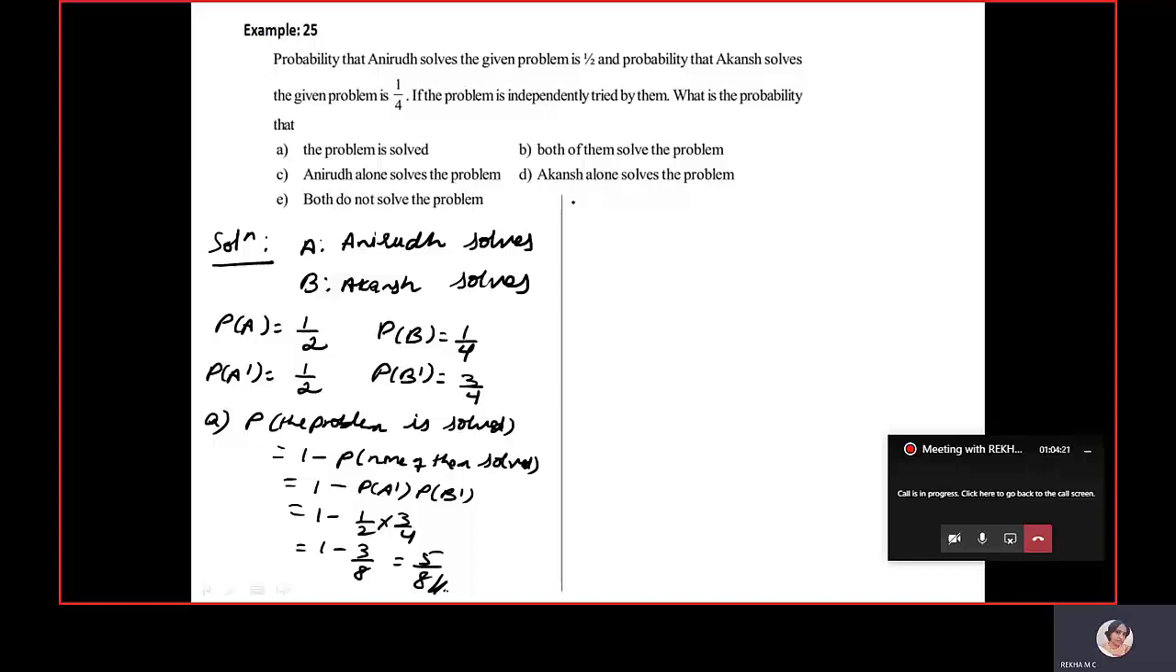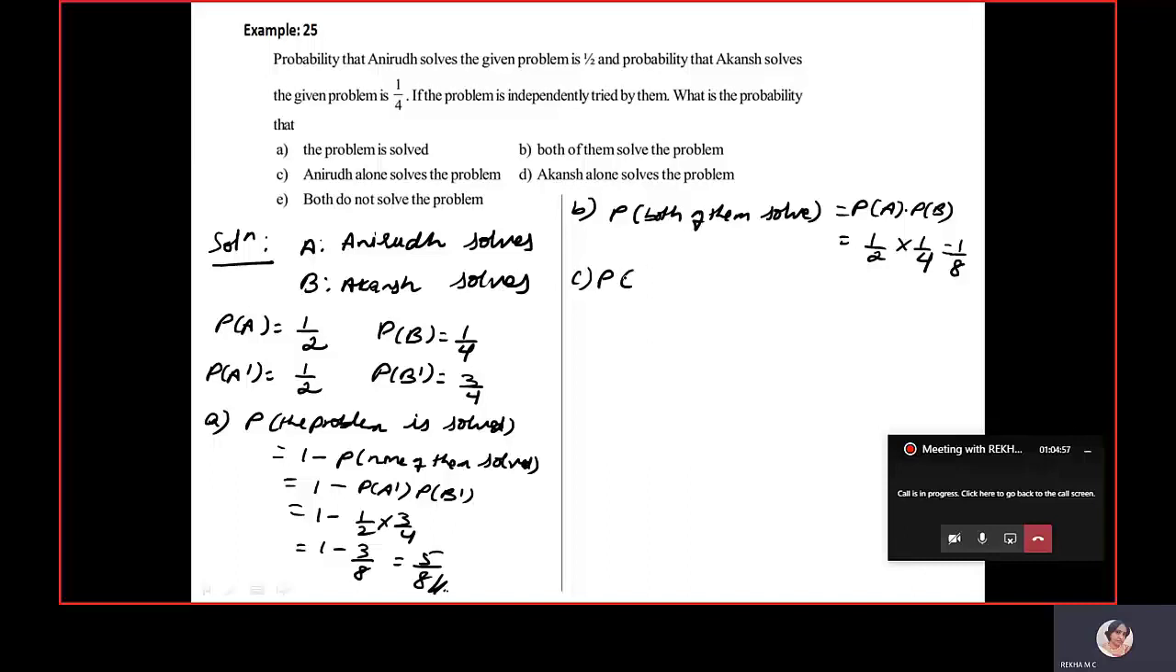Same way B, probability of both of them solves the problem. So that is equal to P of A into P of B, that is equal to 1 by 2 into 1 by 4. So please check these values and write down carefully. 1 by 2 into 1 by 4, that is equal to 1 by 8.